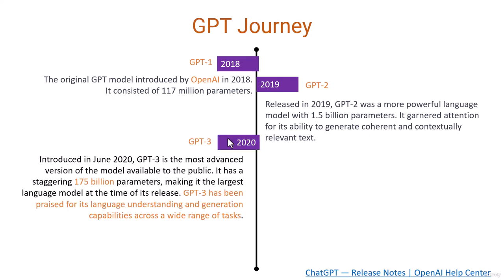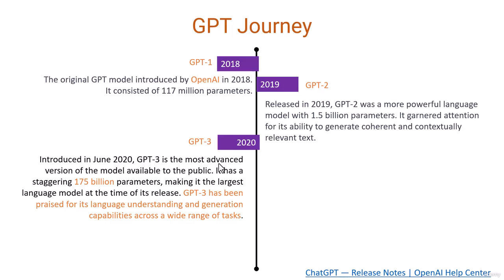GPT-3 was introduced in June 2020. GPT-3 is the most advanced version of the model available to the public. It has a staggering 175 billion parameters, making it the largest language model at the time of its release. GPT-3 has been praised for its language understanding and generation capabilities across a wide range of tasks.